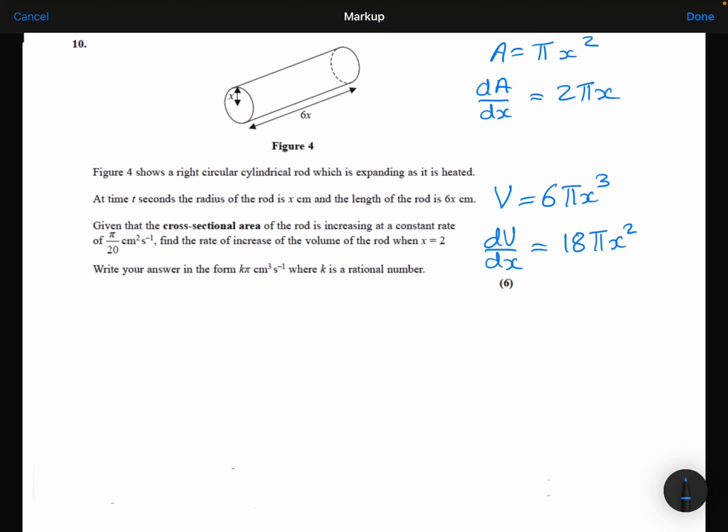Right, let's have another look at this question. Given that the cross-sectional area of the rod is increasing at a constant rate, so that's telling me that dA by dt, the rate of change of the cross-sectional area, is equal to pi over 20. So I now need to find the rate of increase of the volume of the rod when x equals 2. So I want to find dV by dt, the rate of increase of the volume.